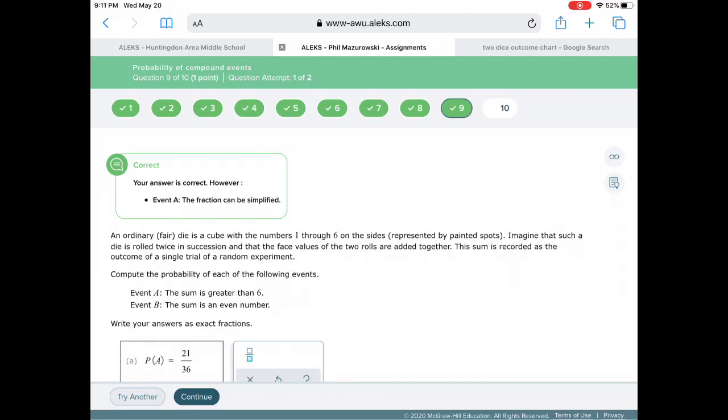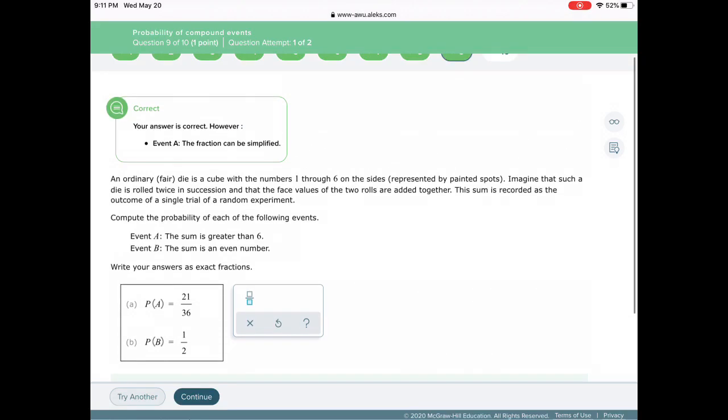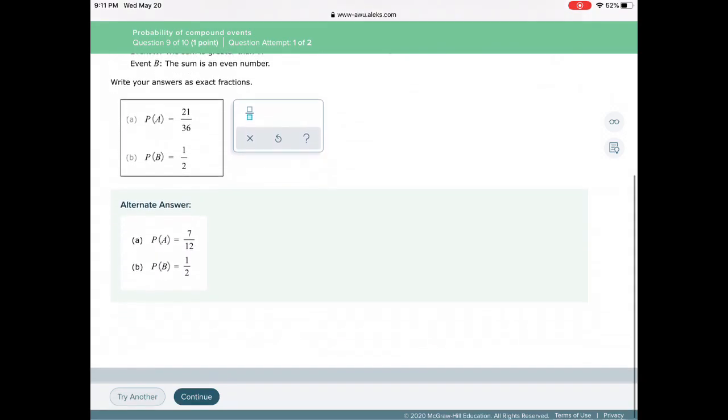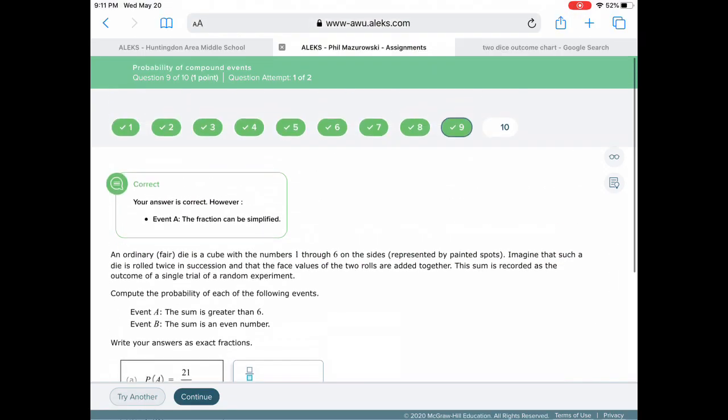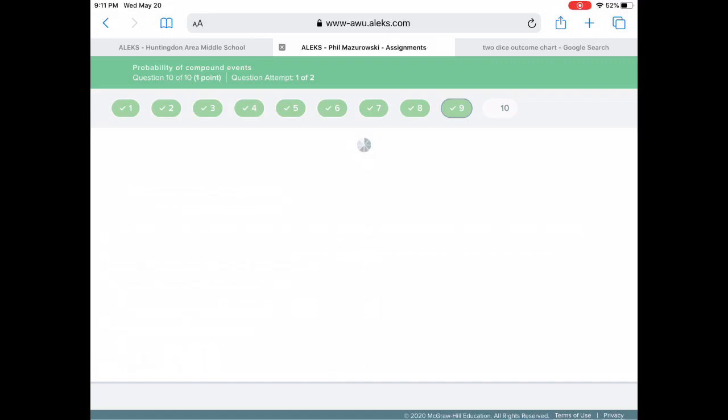And we've got a correct answer. Now it does say, Alex kind of yells at us a little bit, says that the fraction can be simplified, as we mentioned, but it did accept it. So any of those of you who were wondering about that, that's what we can have here. Well, let's go through one more problem.